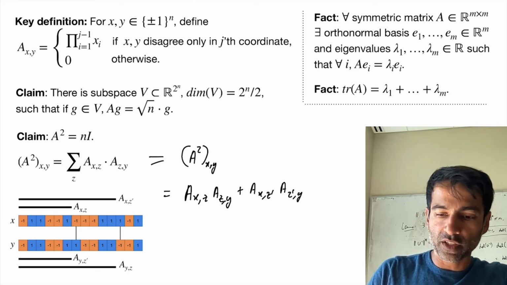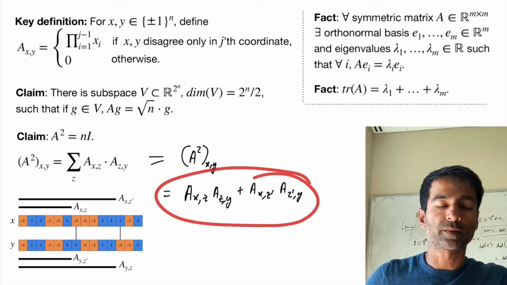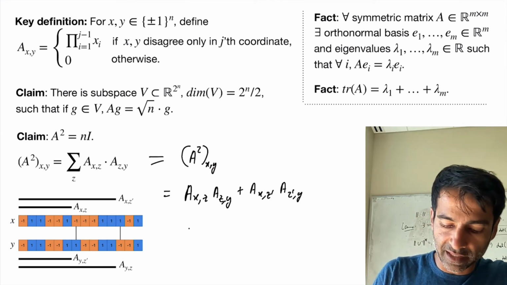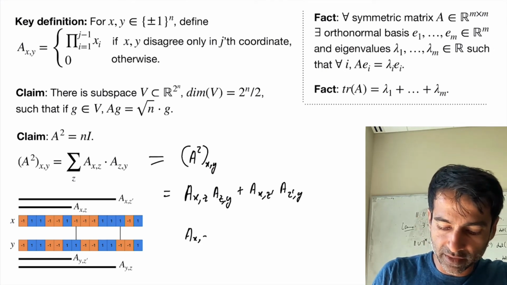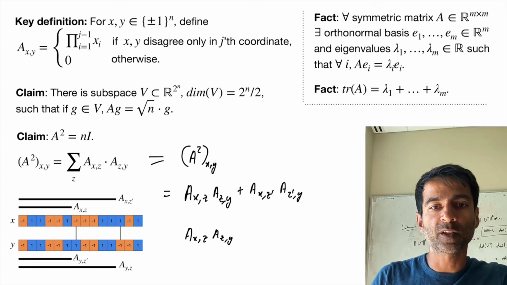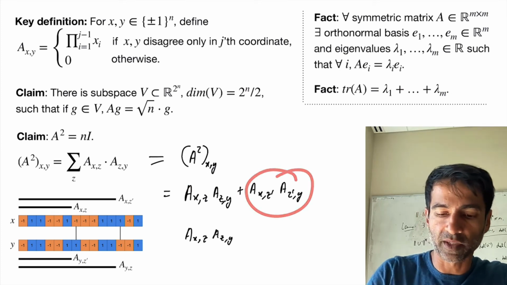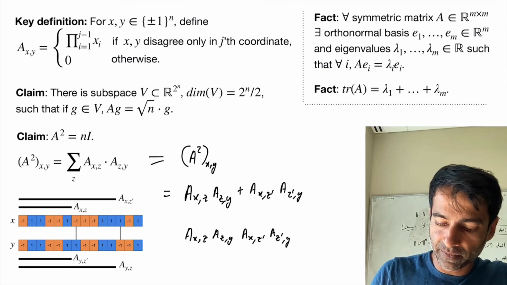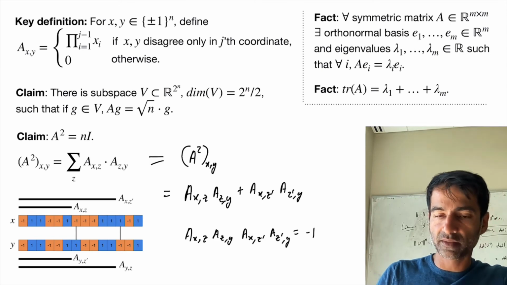Now I want to show you that this expression here must be 0. And that's true because I claim that if you look at the product of these 2 numbers, this number is either plus 1 or minus 1, and this one is also plus 1 or minus 1. If I look at the product of the 2 numbers, which is just the product of all 4 of these numbers, I claim that's equal to minus 1.